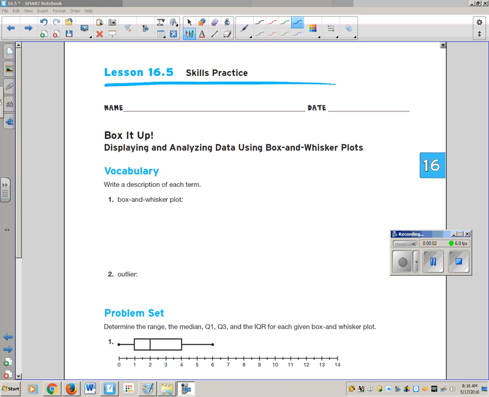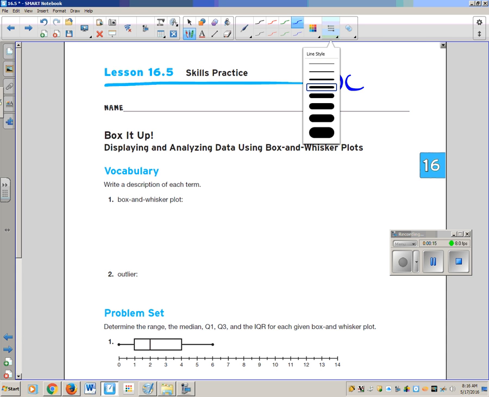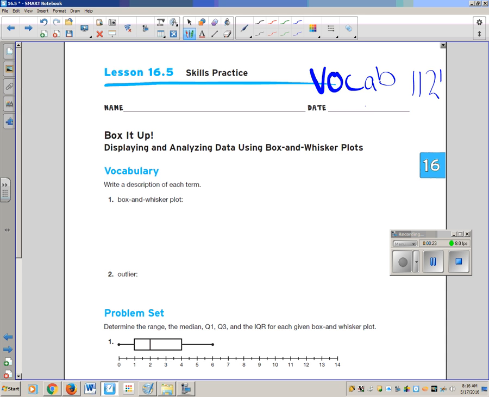This is chapter 16, lesson 5, the last chapter of the year. Congratulations. The vocab is on 1124.